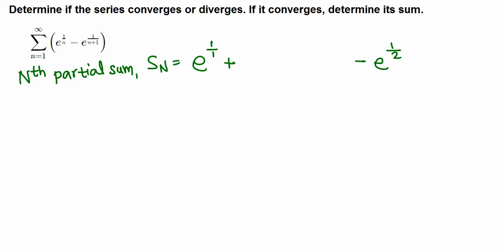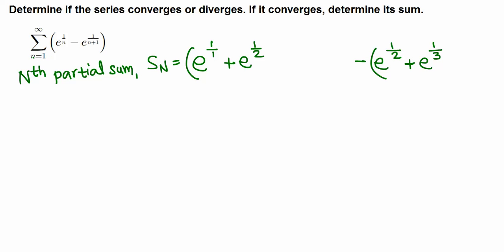Now the second term means n equals 2. Plug in n equals 2 here. So e raised to 1 over 2 minus e raised to 1 over 3. I'm going to write that here, minus e raised to 1 over 3, so I can factor the minus out and put parentheses, so this becomes plus. Now you get the idea. e raised to 1 over 1 minus e raised to 1 over 2, that's the first term. e raised to 1 over 2 minus e raised to 1 over 3 is the second term.